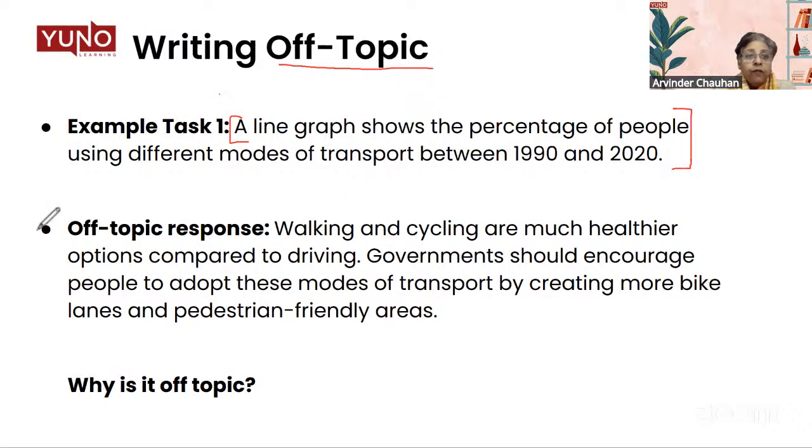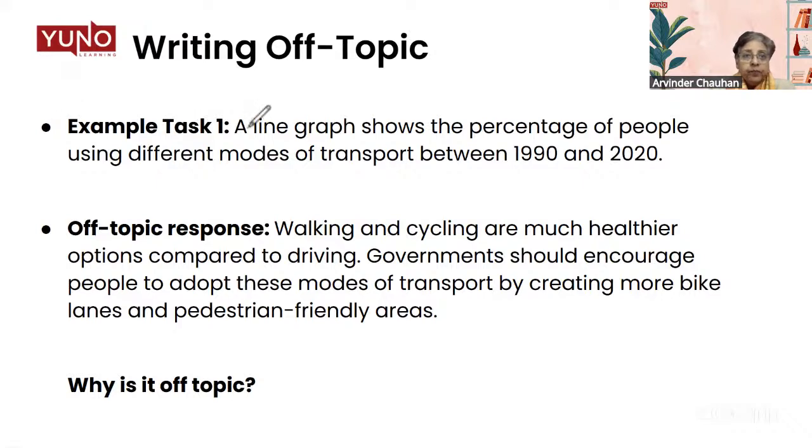Now, an off-topic response, and this again is really very, very common. That's what we see all the time when we are checking assignments of the test takers, right? So what does a test taker write? Walking and cycling are much healthier options compared to driving. Governments should encourage people to adopt these modes of transport by creating more bike lanes and pedestrian-friendly areas. This is an off-topic answer. Why? Let's go ahead and have a look at it.